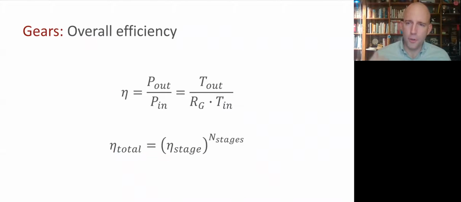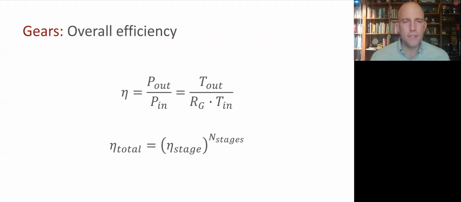Now, if you're a little rusty on efficiency and what that all means, remember that it is the power out of a system divided by the useful power into the system. And in the case of a gear set, because the velocities are constrained, that's going to be equal to the torque out divided by the gear ratio times the torque in.